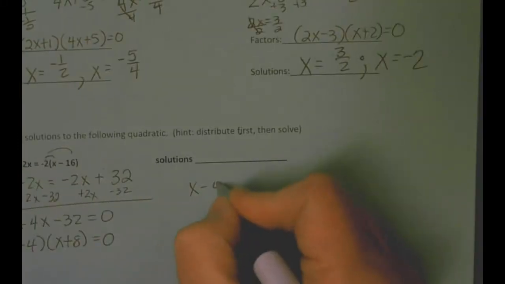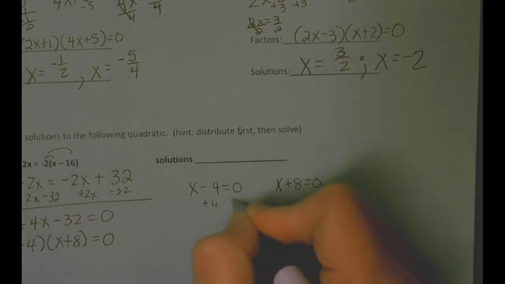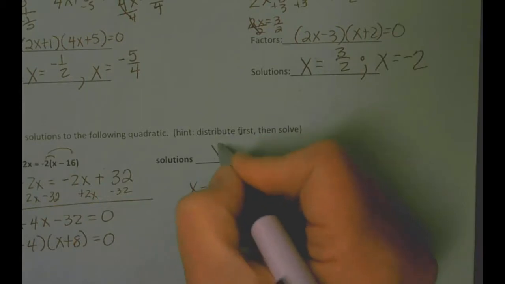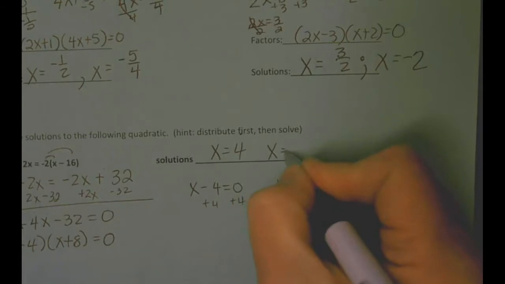X minus 4 equals 0. X plus 8 equals 0. X equals 4. And x equals negative 8.